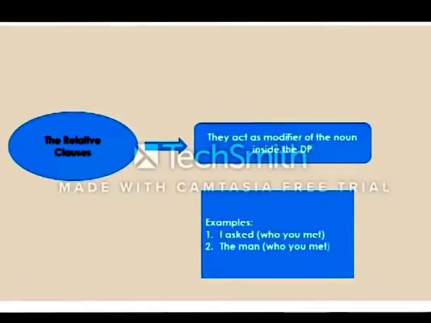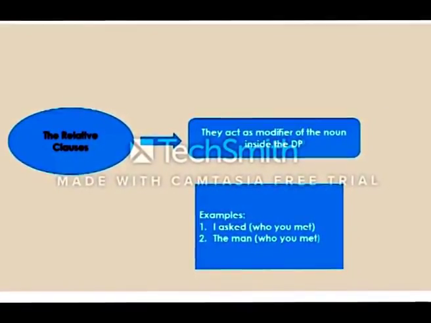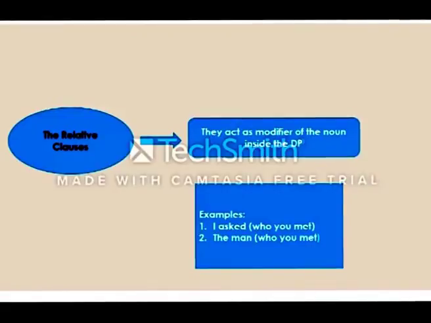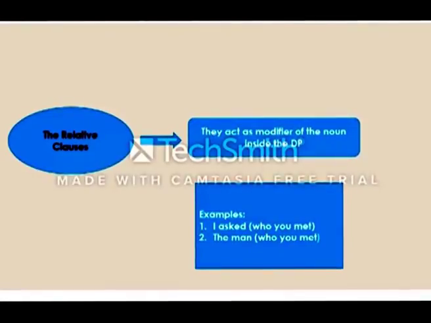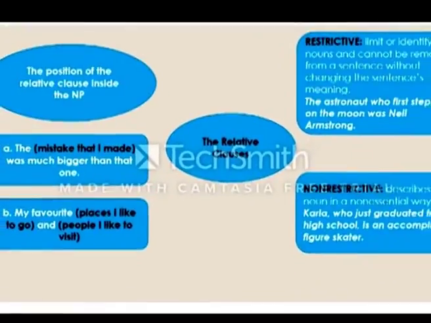So next, we have the relative clause. It's another construction in English which looks like an embedded interrogative clause, but it's very different in interpretation. This clause acts as a modifier of the noun inside the determiner phrase. Here we have two examples: I asked who you met. The man who you met. Such noun-modifying clauses are called relative clauses.